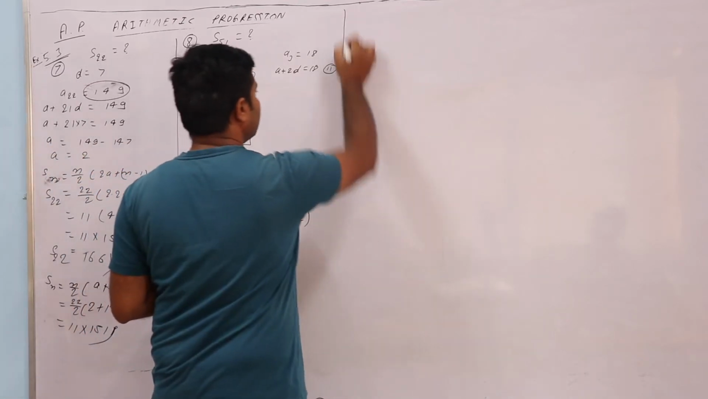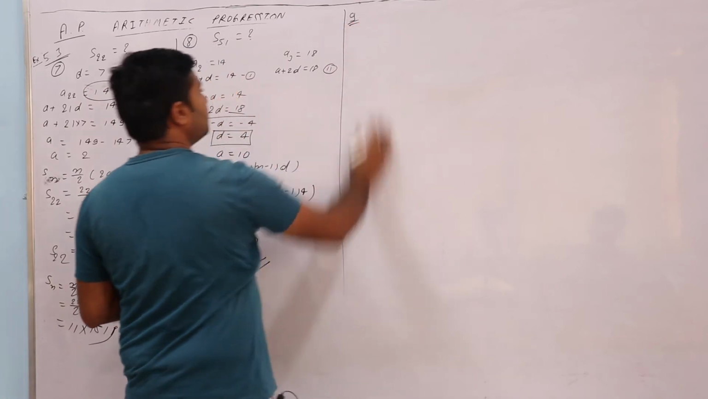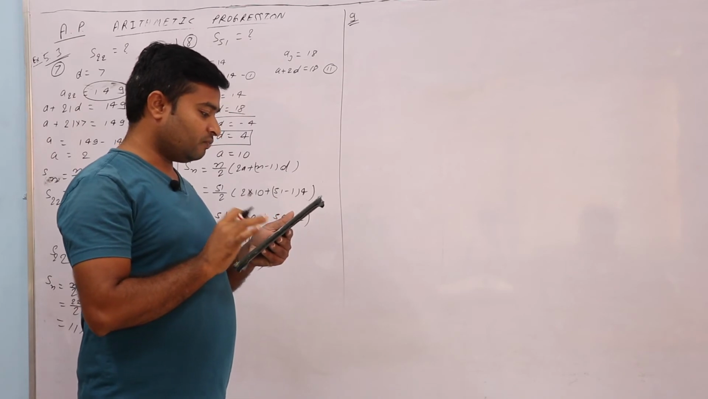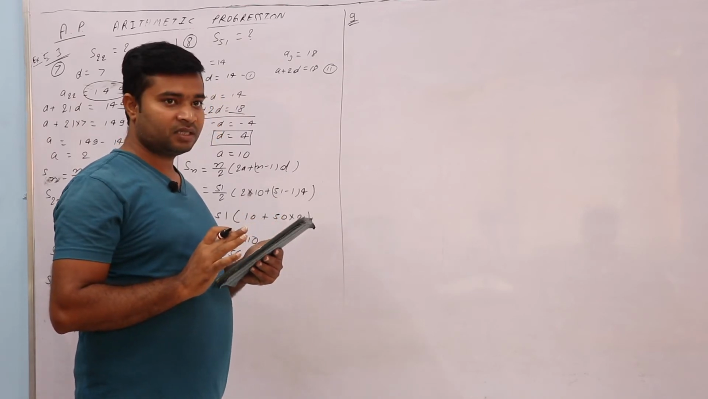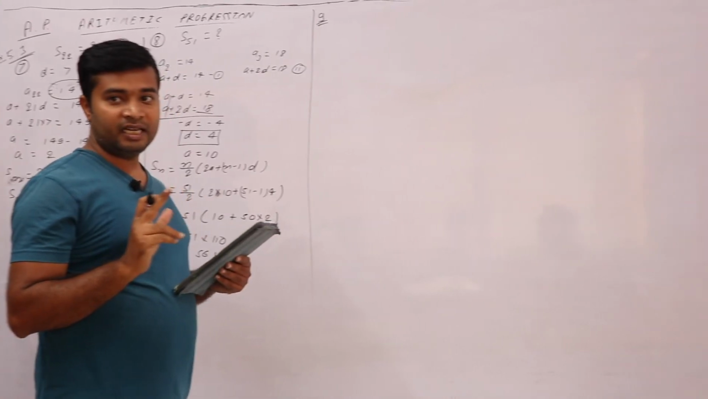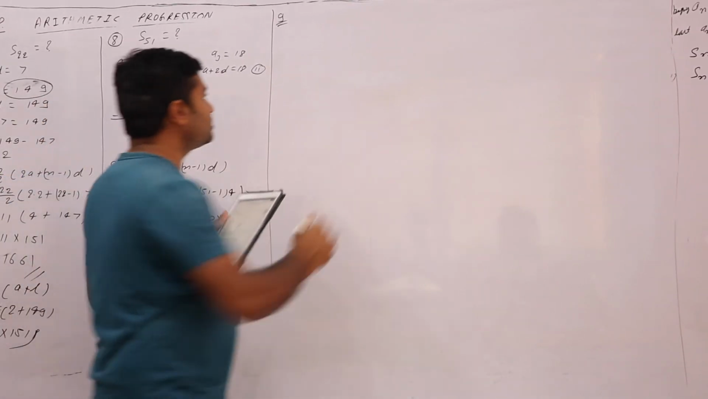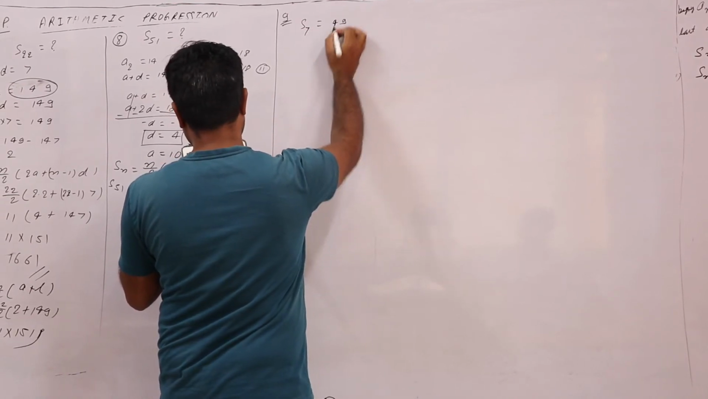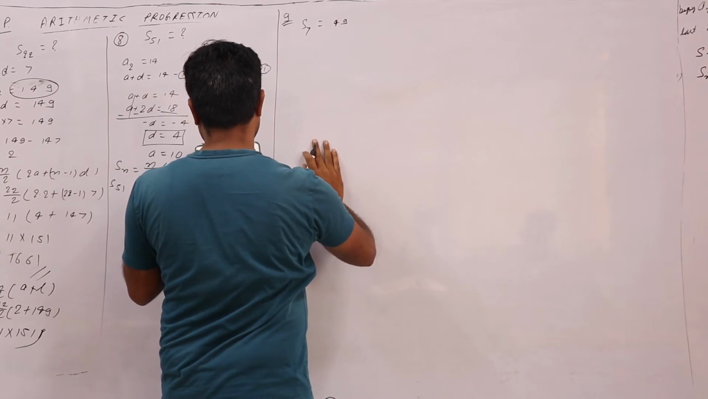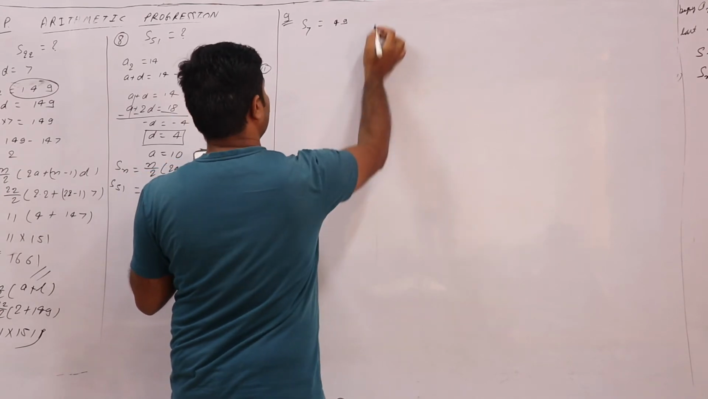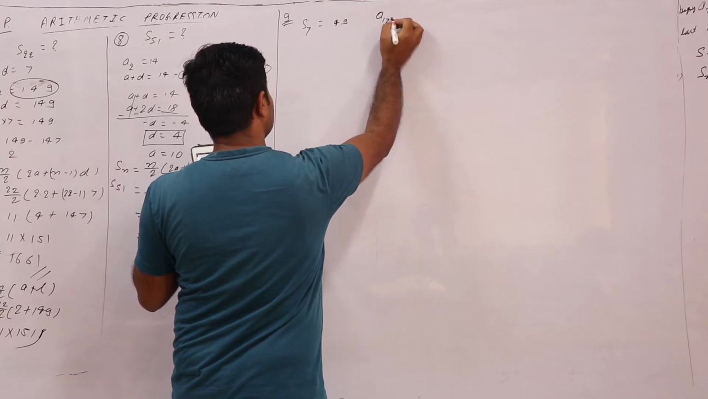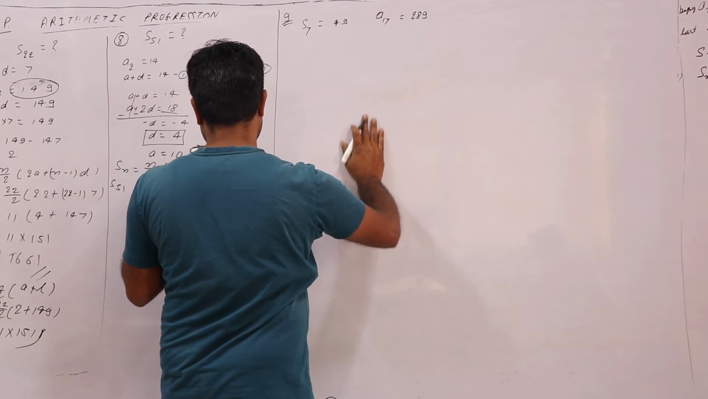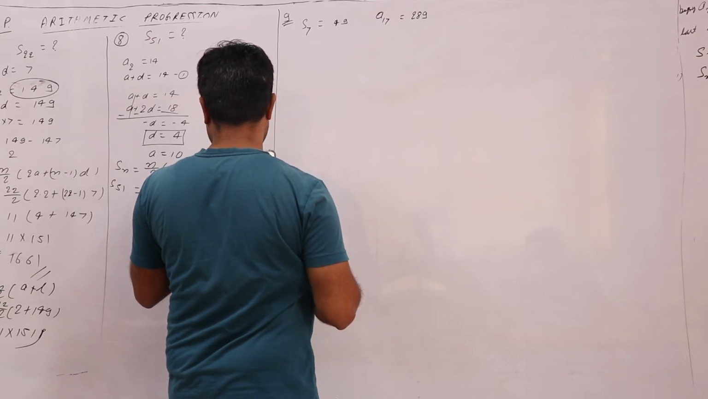Question number 9. It says the sum of the first 7 terms of an AP is 49, meaning S7 is given as 49, and that of the first 17 terms, S17, is 289.